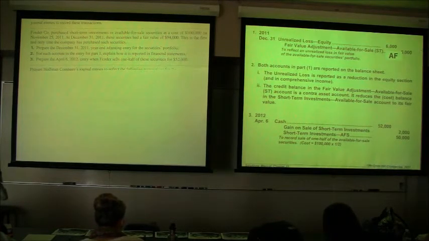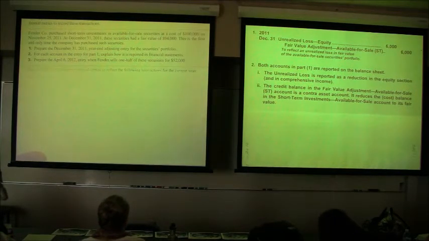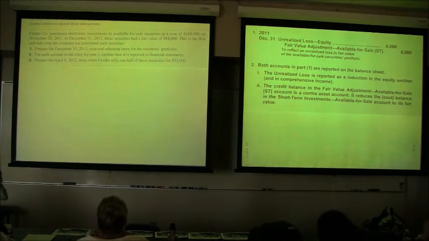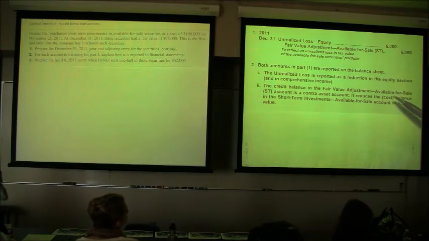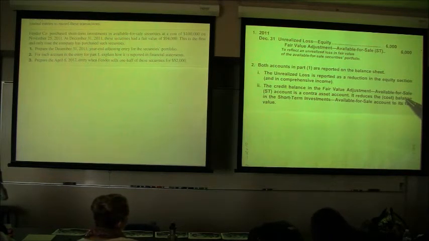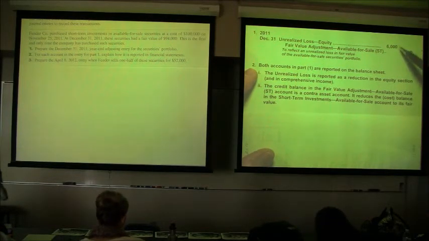The next thing they ask you is, Part 2, 15-4: for each account on the entry, explain how it is reported in financial statements. The unrealized loss is reported as a reduction in the equity section. And the credit balance, the fair value adjustment available for sale, is a contra asset account. It reduces the cost balance in short-term investments available for sale. So this is a contra equity, contra asset, and both of these are recorded on the balance sheet.